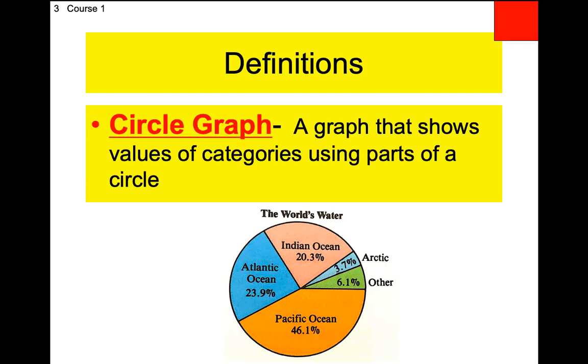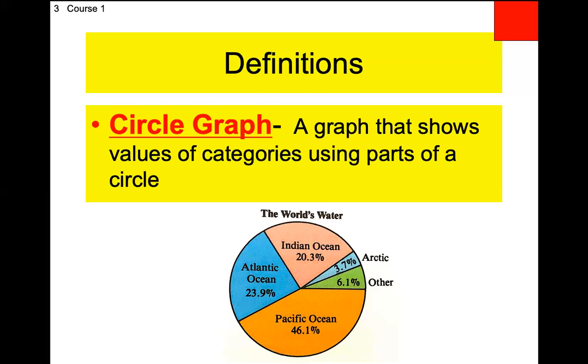All right, circle graphs. You've seen these before. Hey, look, we got a pie chart. You might not have noticed the detail in pie charts. That's what today's class is about. Circle graph that shows the value of categories using parts of a circle.